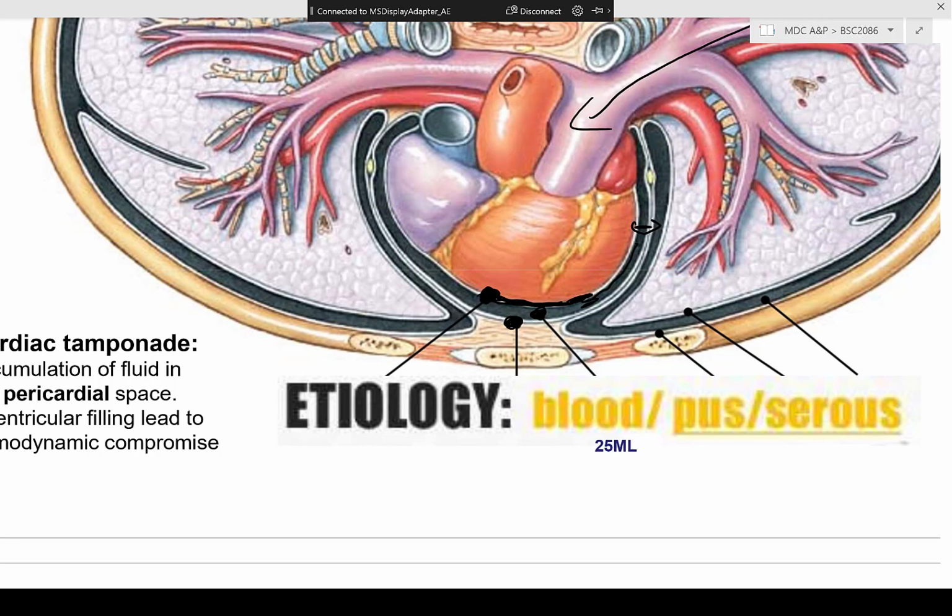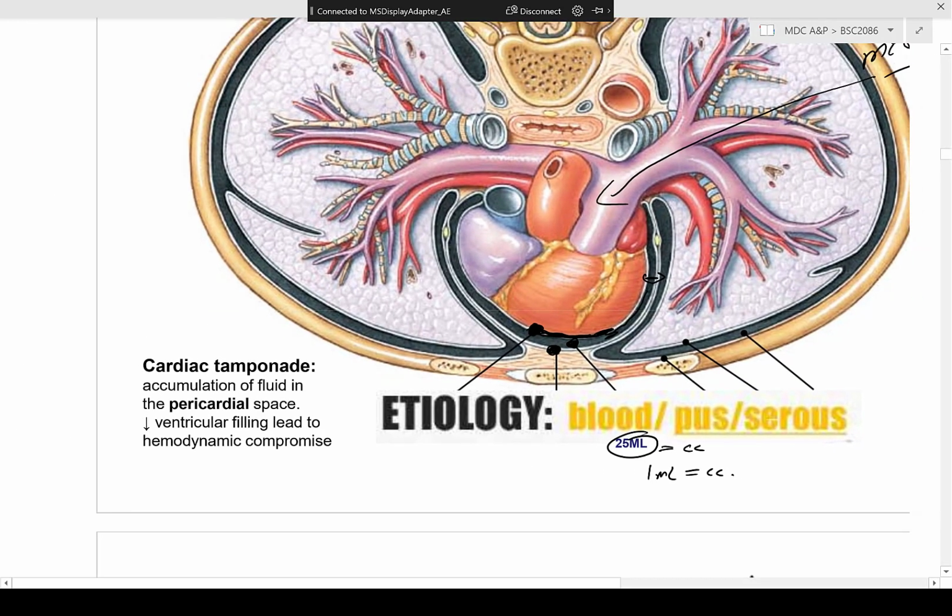How much fluid are you supposed to have in there? Somewhere around 25 milliliters, 25 cc's, right? 1 ml is equal to 1 cc. If you didn't know, now you do. This is what you really need to know. If you go to medical, in the health field, that's like the bread and butter. So that's not a lot, right?